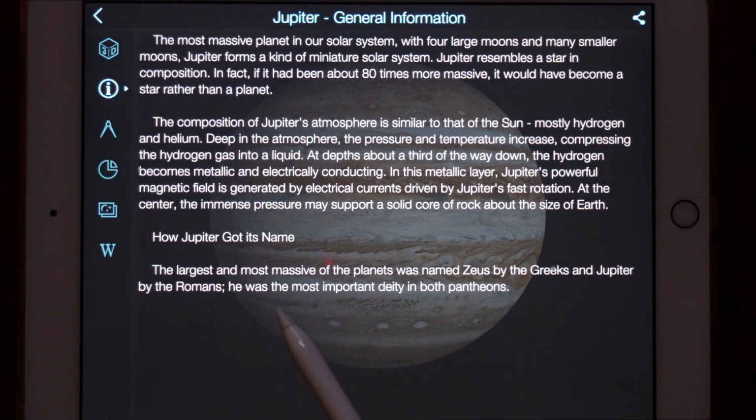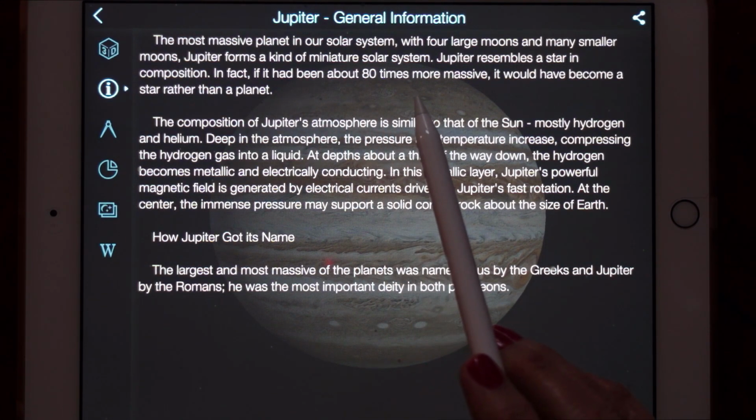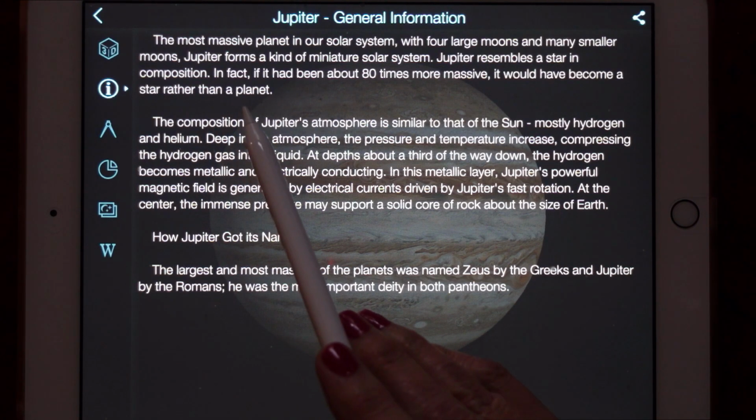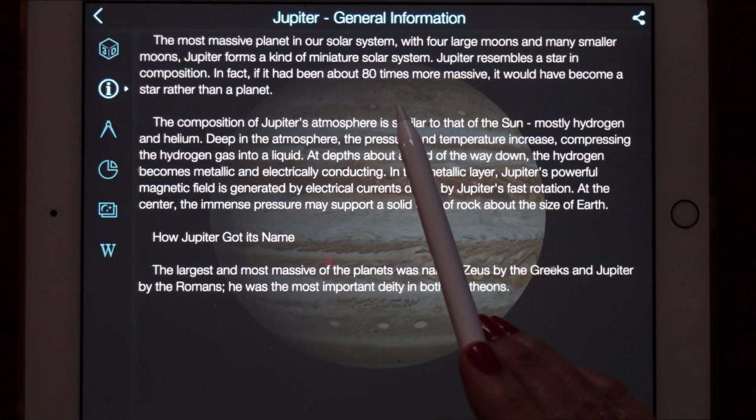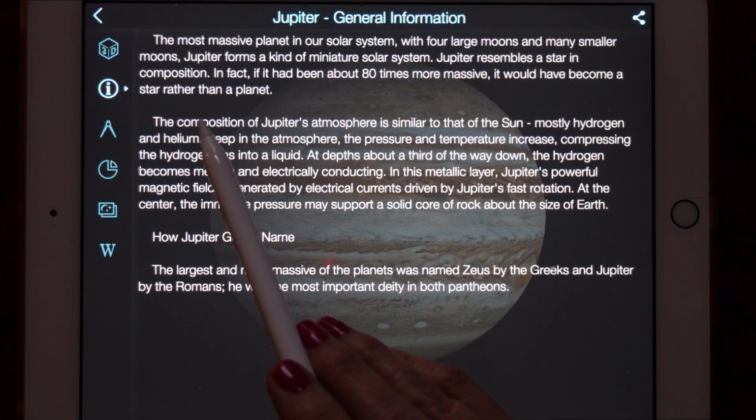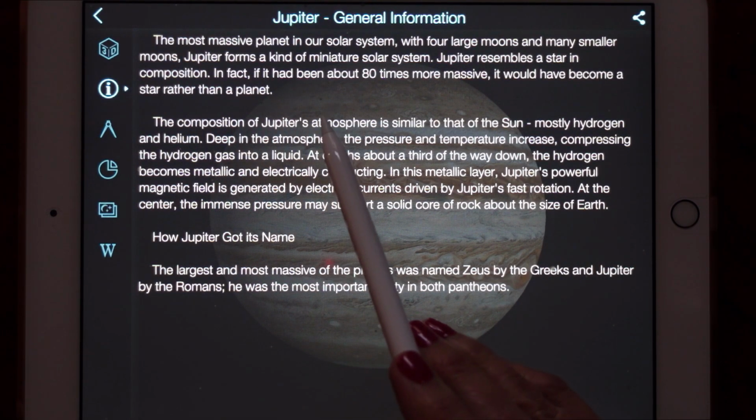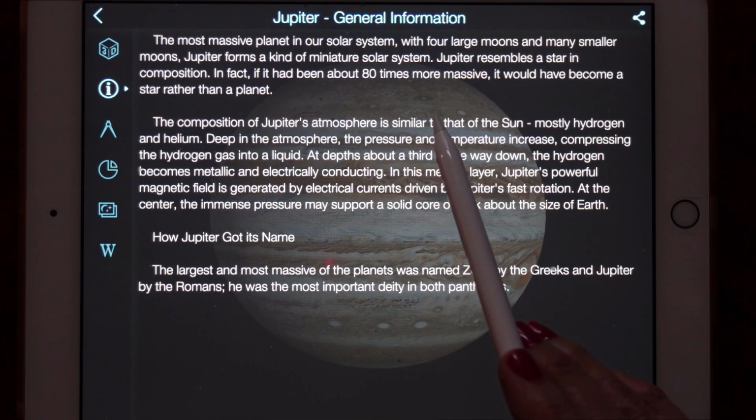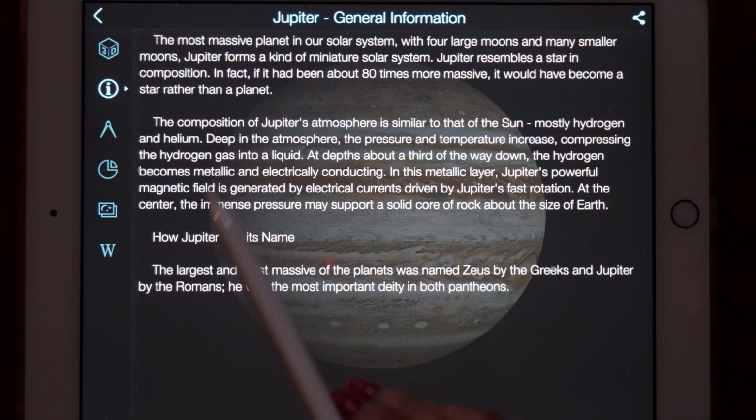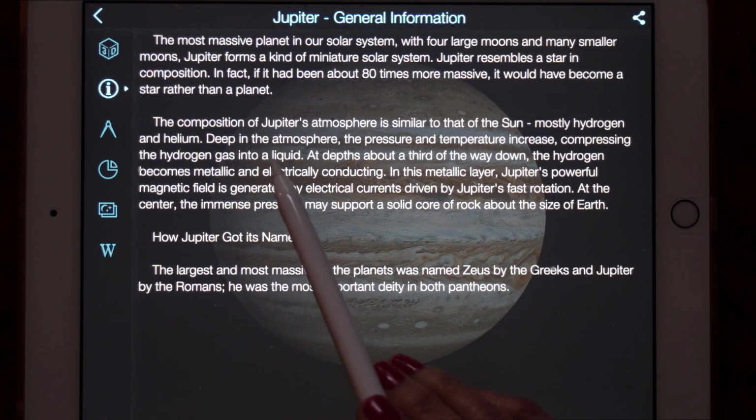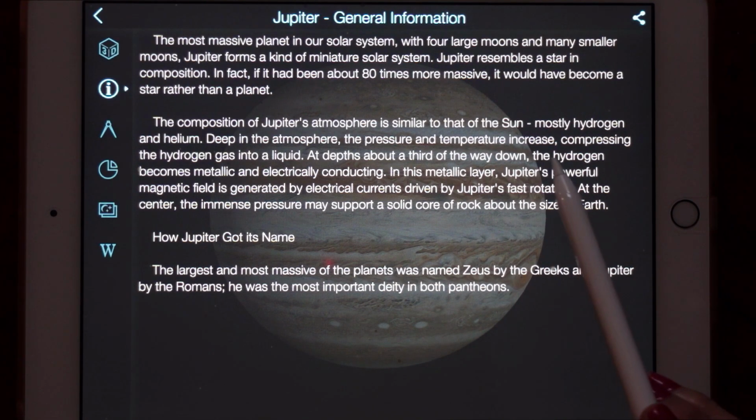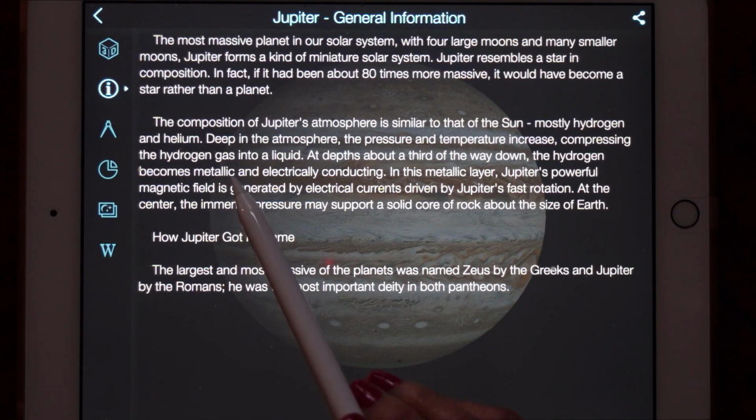The most massive planet in our solar system, with 4 large moons and many smaller moons, Jupiter forms a kind of miniature solar system. Jupiter resembles a star in composition. In fact, if it had been about 80 times more massive, it would have become a star rather than a planet. The composition of Jupiter's atmosphere is similar to that of the Sun, mostly hydrogen and helium.